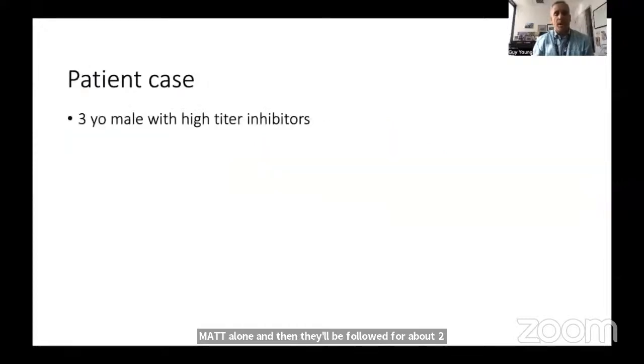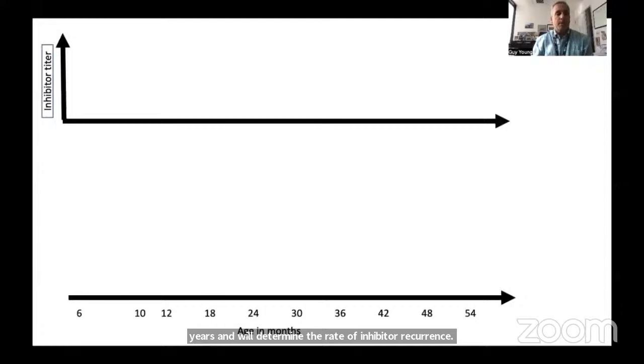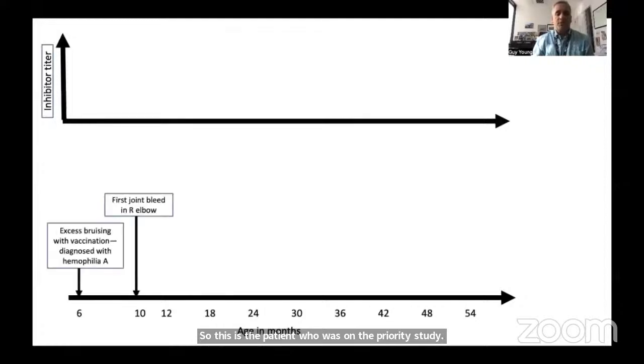So this is the patient who's on the PRIORITY Study. He was diagnosed at 6 months of age with severe hemophilia.